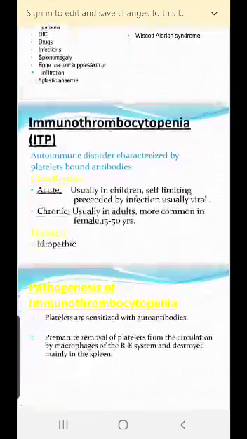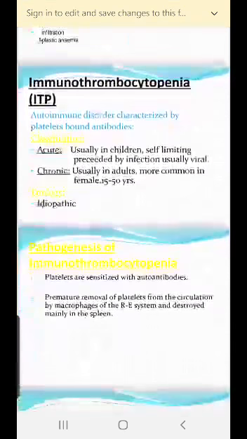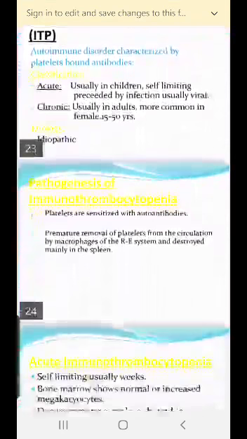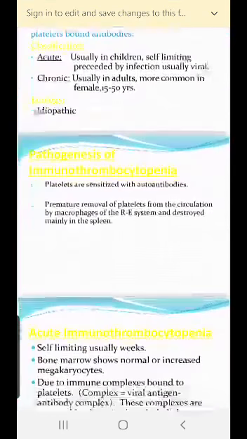So any viral infection can cause you acute thrombocytopenia. But if it is adult patients and there's a repeated thrombocytopenia which keeps coming after every 2 months, 3 months, and it continues for more than 6 months, we call it a chronic thrombocytopenia. Okay, so what is the pathogenesis?